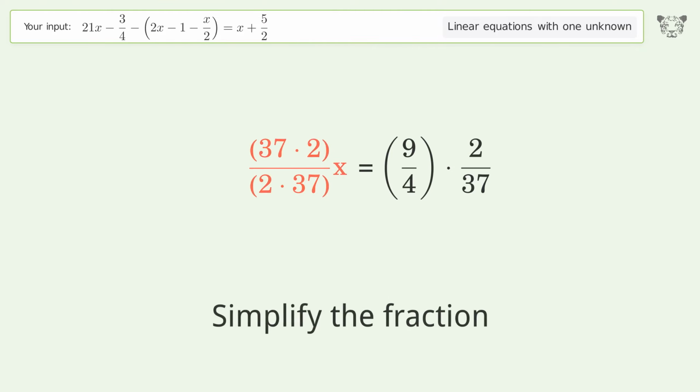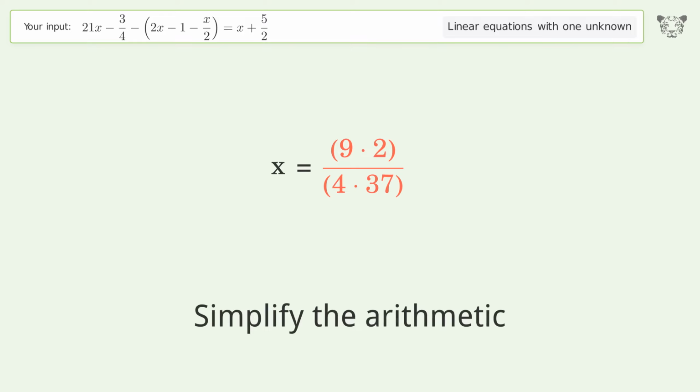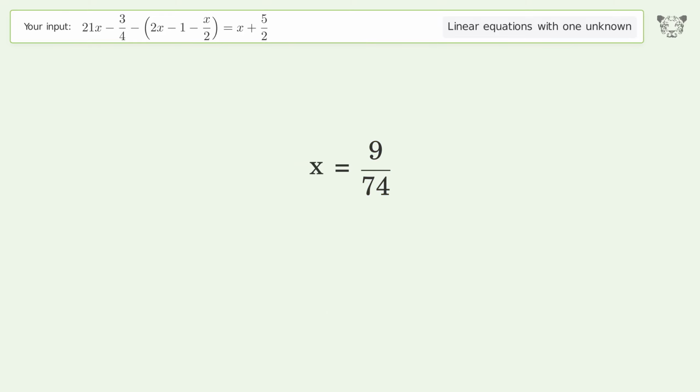Simplify the fraction. Multiply the fractions. Simplify the arithmetic. And so the final result is x equals 9/74.